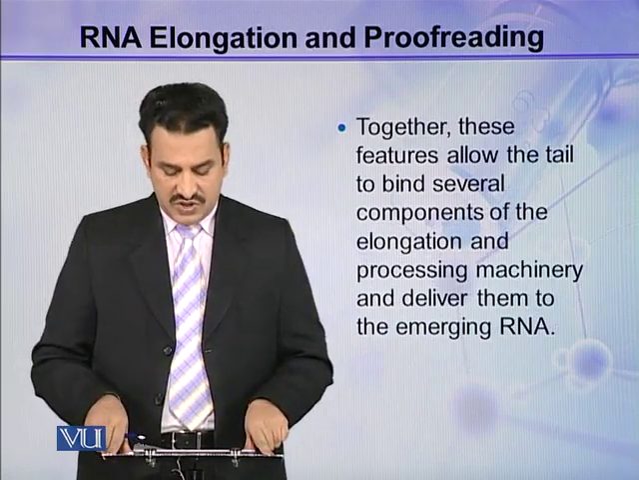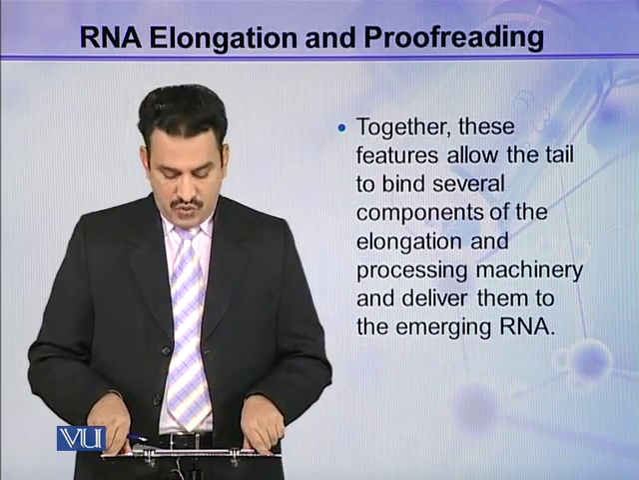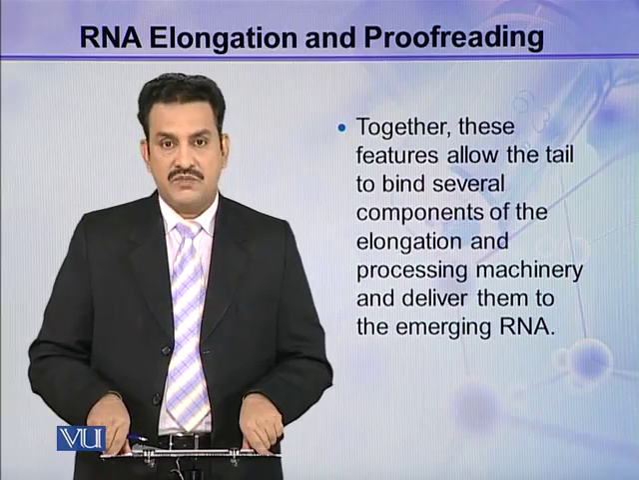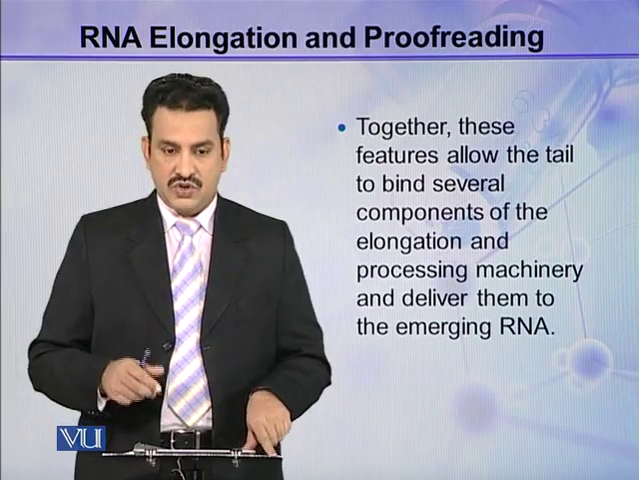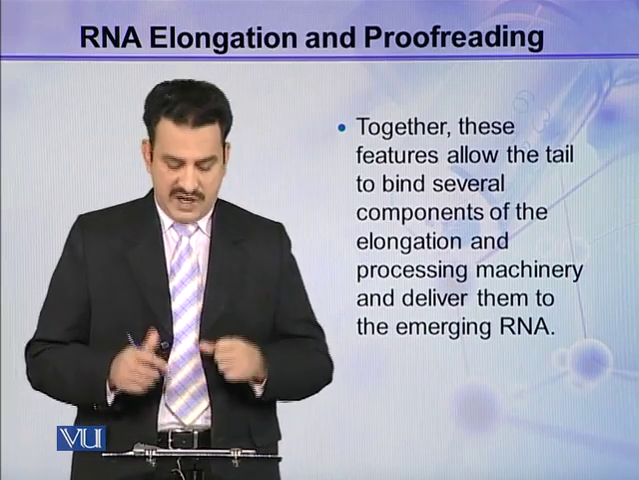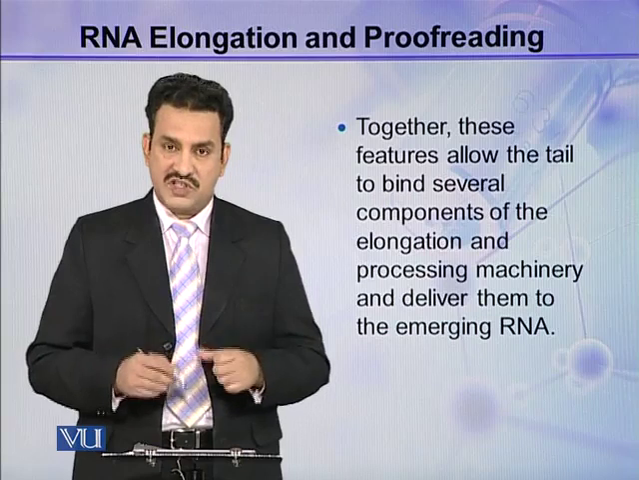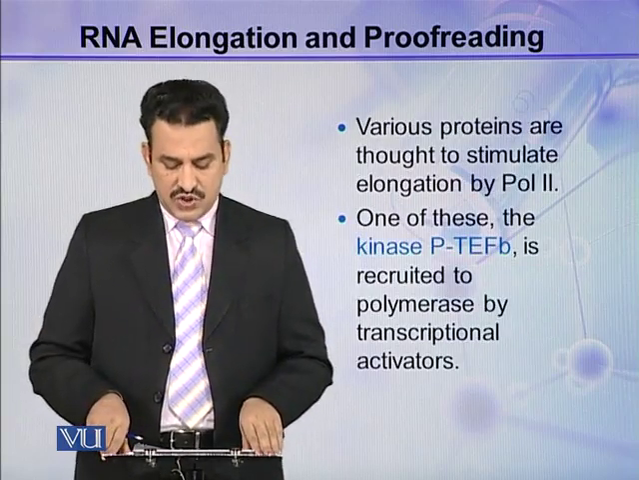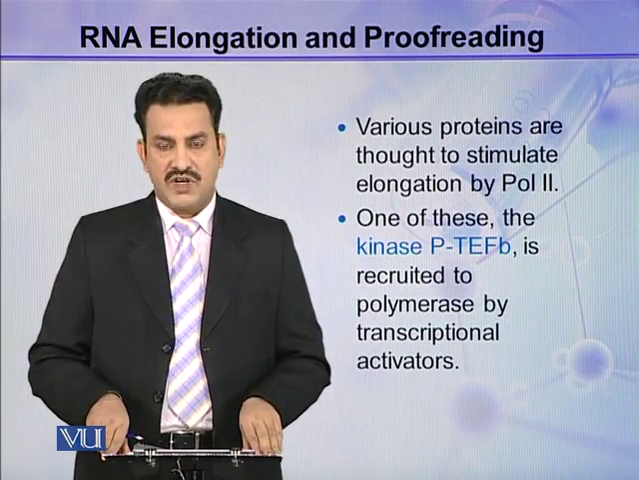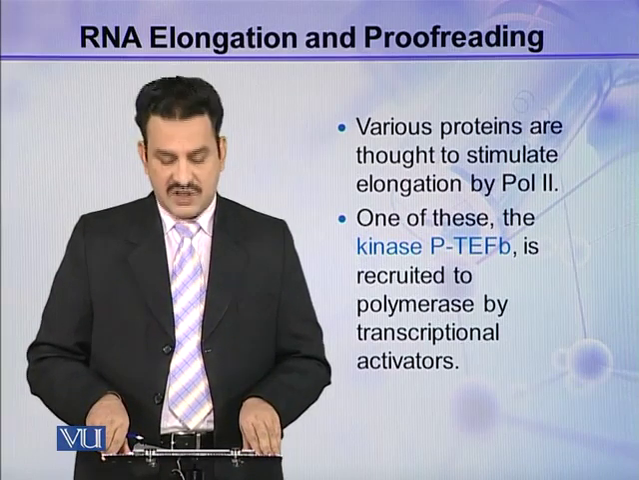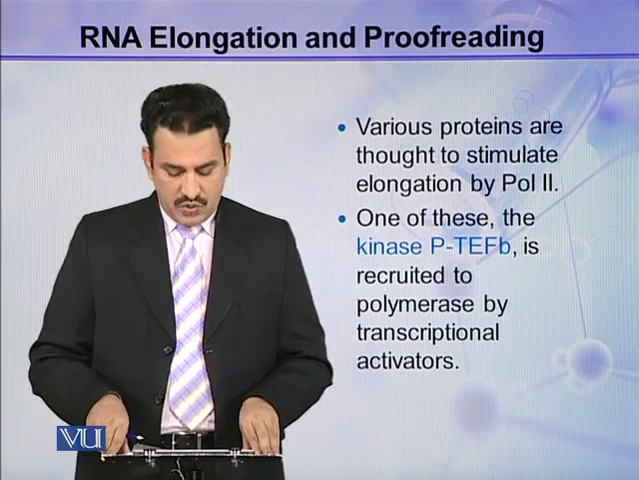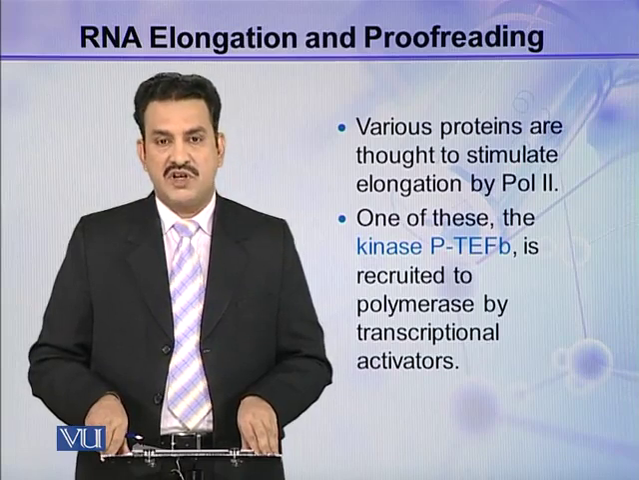Together, these features allow the tail to bind several components of the elongation and processing machinery and deliver them to the emerging RNA. So these factors are delivered to the RNA molecule, which is newly synthesized RNA. Various proteins are thought to stimulate elongation by polymerase II. One of these, the kinase P-TEFb, is recruited to polymerase by transcriptional activators.